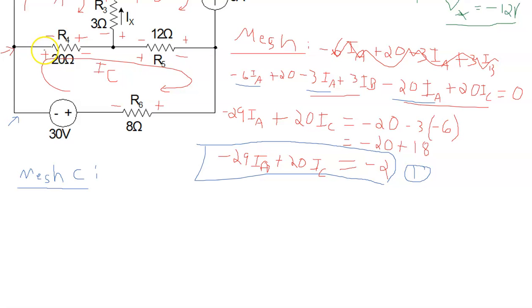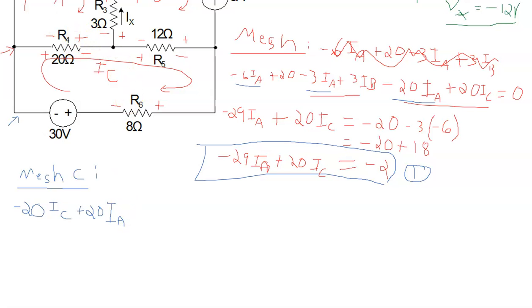The 20 ohm resistor is a shared resistor. So from the IC side, we're going in the direction of IC, which is left to right. So from the IC side, we have positive to a negative, so that's a voltage drop. So that's negative 20 times IC. Remember, that one gets two terms. So we have to do it from the direction of IC, but with respect to IA. On the IA side, we're going from a negative to a positive, so that's a voltage rise. So that's plus 20 times IA. And so that's two terms for that shared resistor.